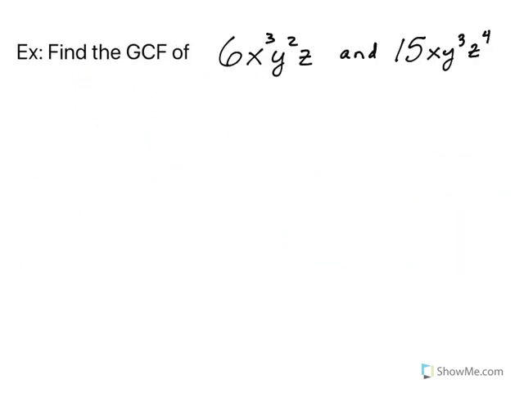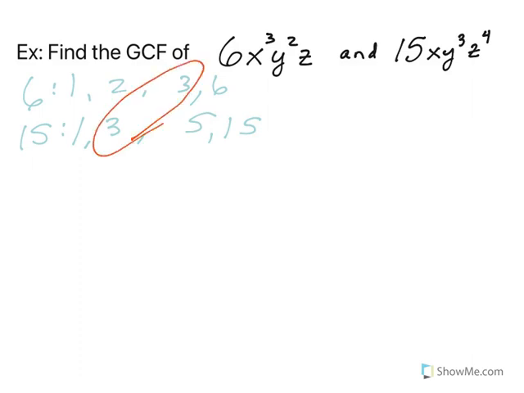And let's do one more. 6x to the third y squared z and 15xy cubed z to the fourth. Start with your numbers. I have 6 and I have 15. 1 and 6, 2 and 3. 6 shouldn't be too bad. It's a small number. For 15, I have 1 and 15. It's not even, so no 2. And then I have 3 and 5. That's it. So my GCF there is a 3. Then let's go to our x's. I have x to the third and x.